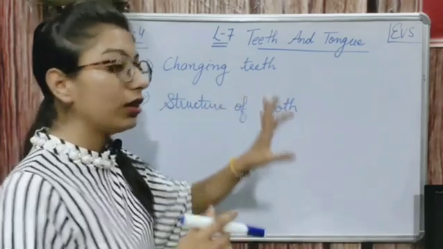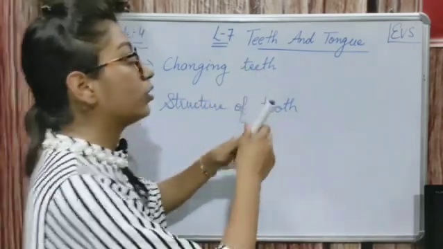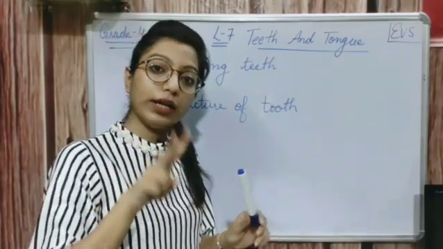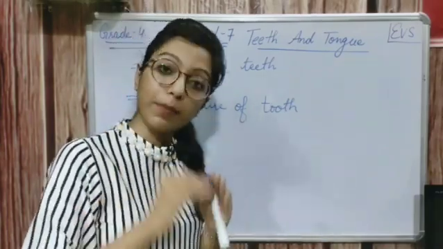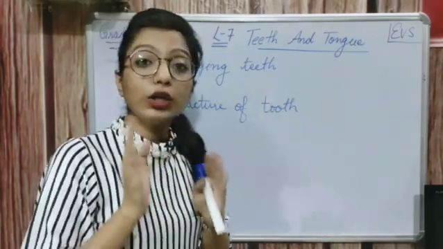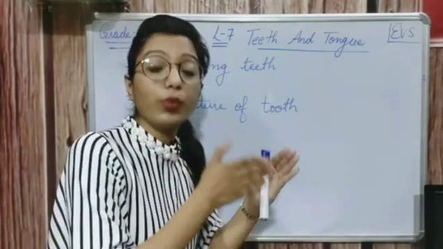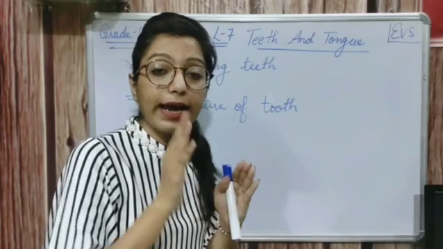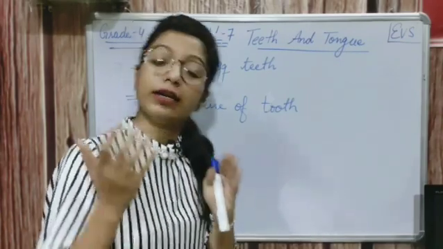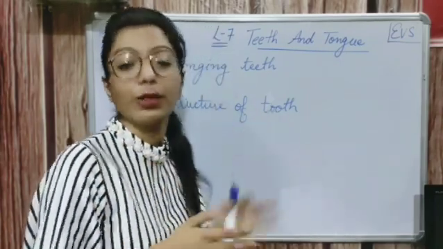And when the changing teeth about the temporary teeth, they are 20, and we are talking about permanent teeth, then there are 32 permanent teeth, right? And of these 32, 28 are permanent and 4 are wisdom teeth, as I told you in the previous session.